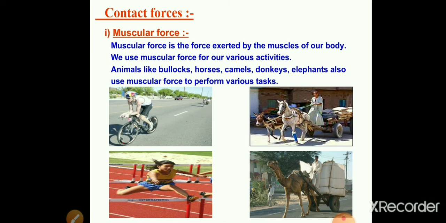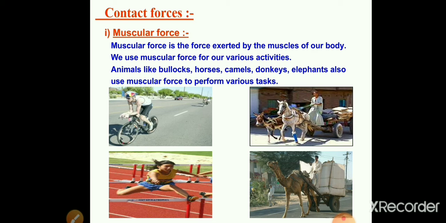Sometimes we use non-living things or objects for performing certain jobs. For example, we use some machines, right? We use an axe for cutting wood, and a knife for cutting fruits and vegetables. In the same way, a hammer is used for driving a nail into the wall. In performing all these activities, we use our muscular force. Animals like bullocks, horses, camels, donkeys and elephants also use muscular force to perform various tasks.